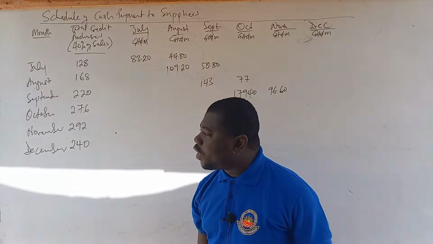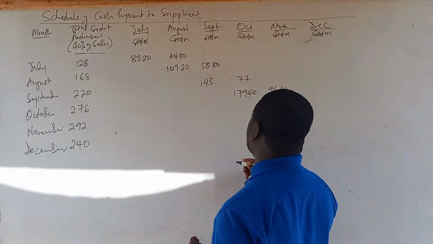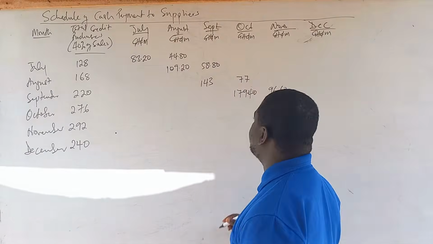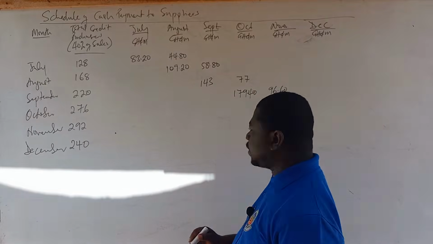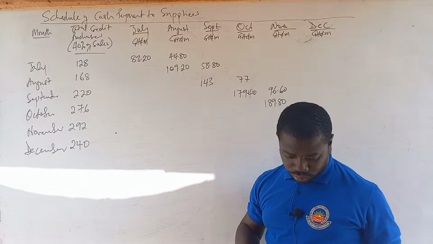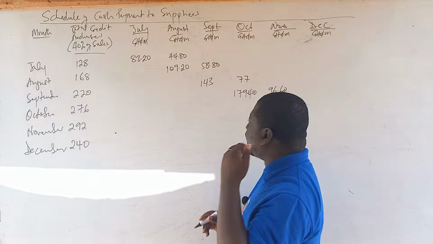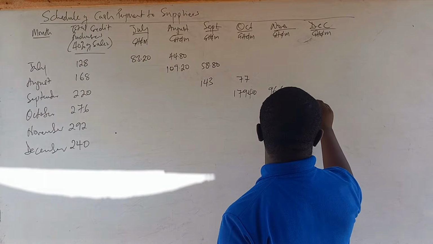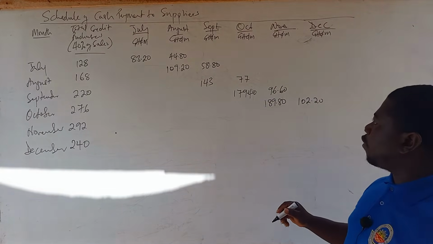In November, it's 292. 65% of 292 is going to give us 189.80. And then 35% gives us 102.2. So that is it for the month of November.